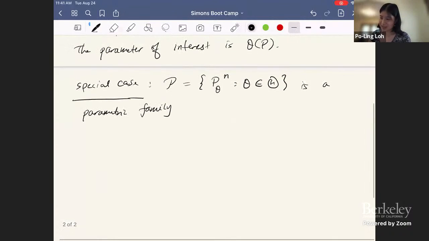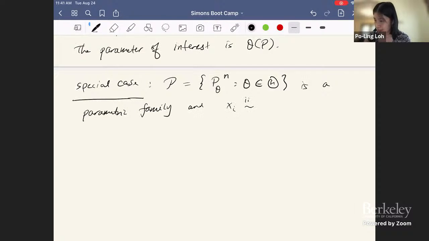Okay, so a special case is where script P is a parametric family, and we have IID observations. So X is IID from P sub theta. Then the minimax risk.